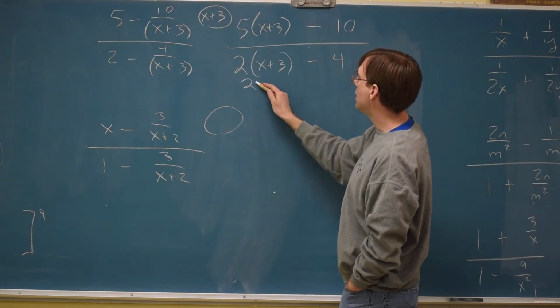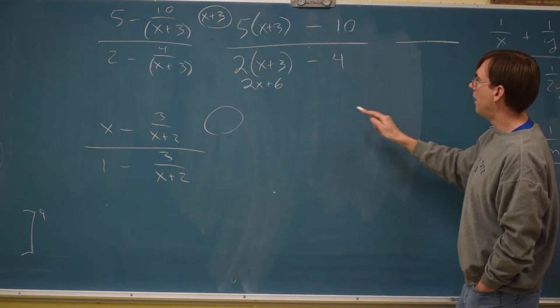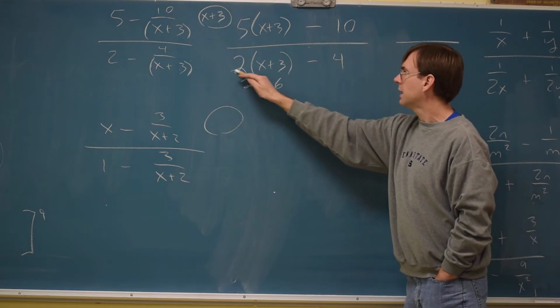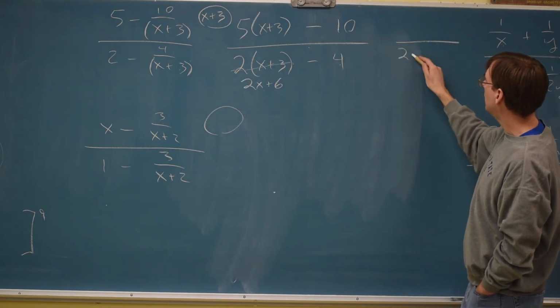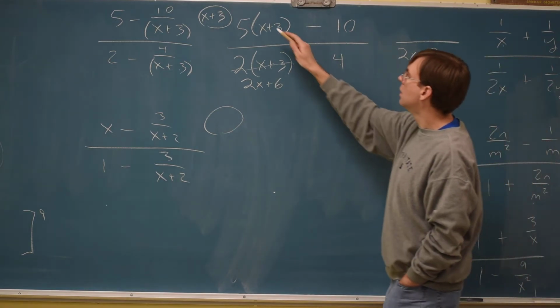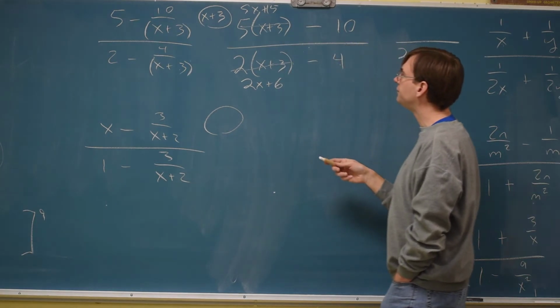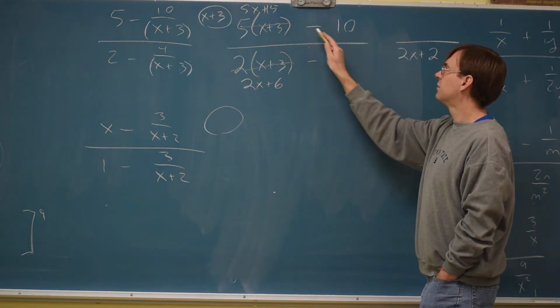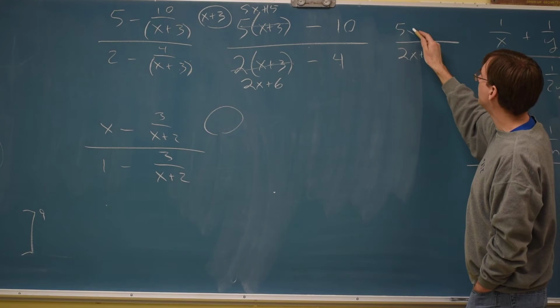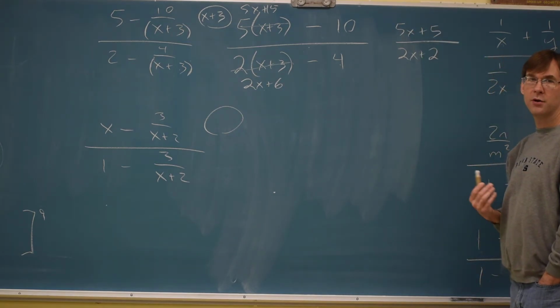If we distribute here, it's 2x plus 6. So on the bottom, 2x plus 6 subtracts 4. That's 2x plus 2. On top, distributing would get 5x plus 15. 5x plus 15 minus 10 would be 5x plus 5. And frequently at that point you're done.